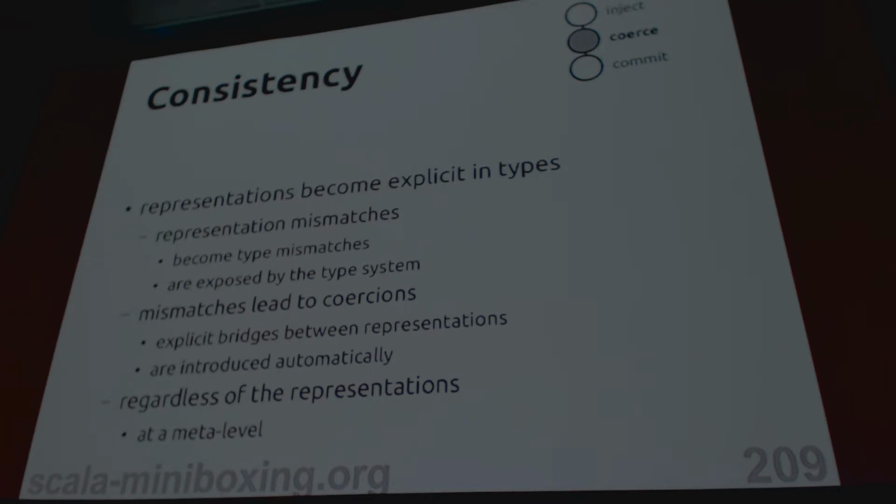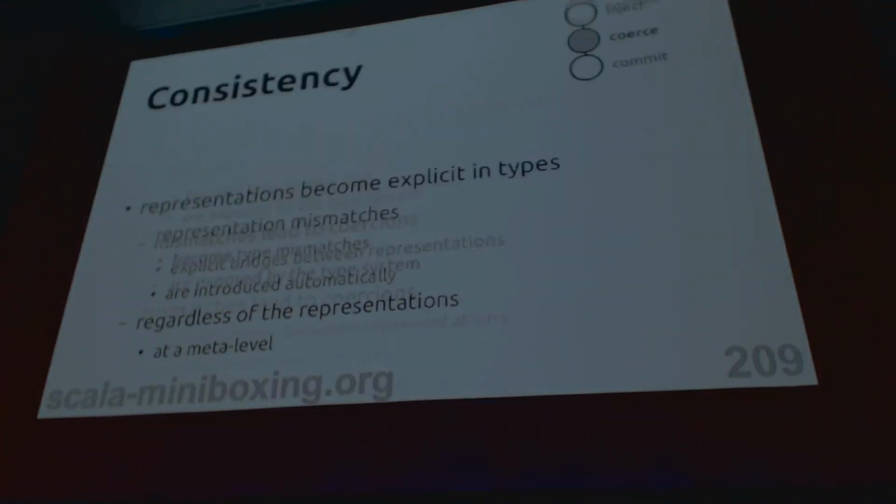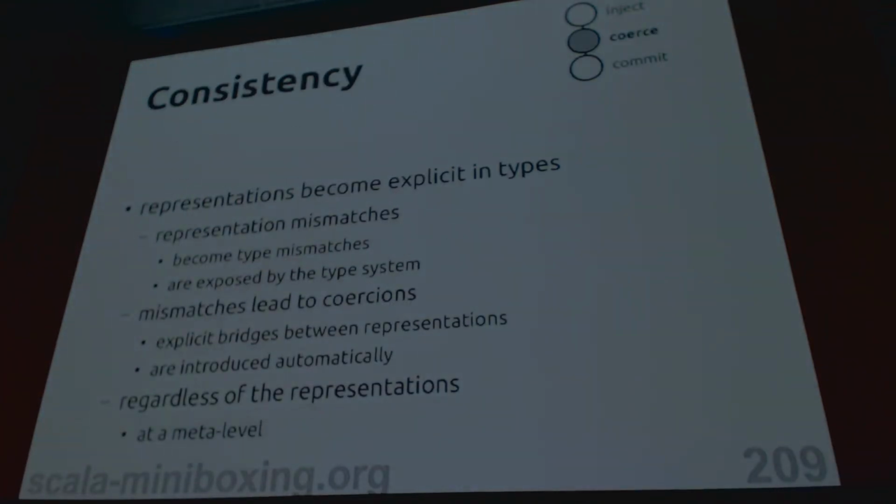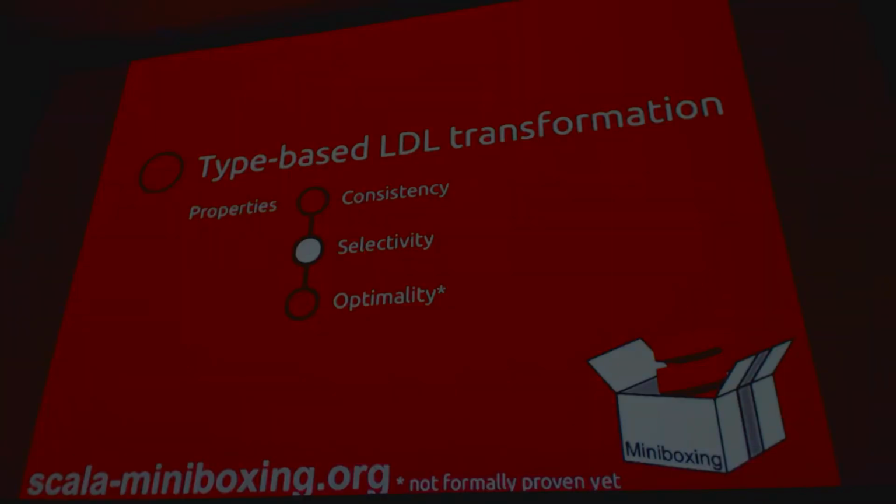And this can be done regardless of the representation. There's no real need to give semantics to this coercion. We know we need to coerce between two representations at the meta level. And then in the commit phase, you can see this happens in the coerce phase. But in the commit phase, it's only then that we actually care about what exactly happens, what is the final representation, and what are the coercions.